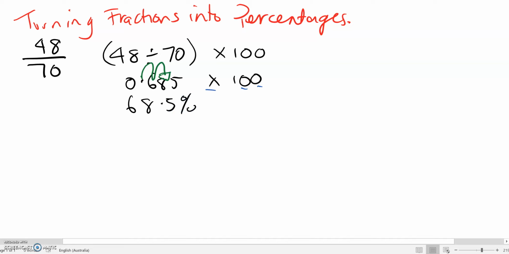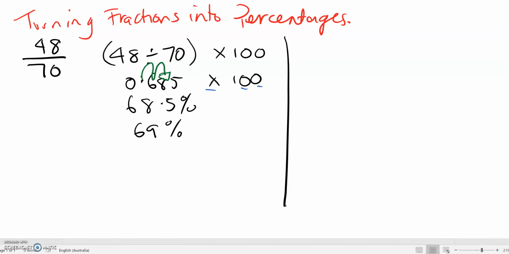Right. If we do round, it is going to round up to 69% there. Okay. Just because we do have fractions, 48 out of 70, for example, doesn't mean we can't have an improper fraction. All right, so I'm just going to draw a line down this side. We can have a result that is larger than the total itself. So we can have, for example, 78 out of 70.